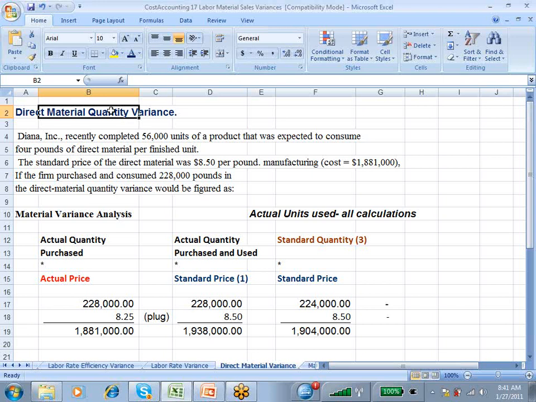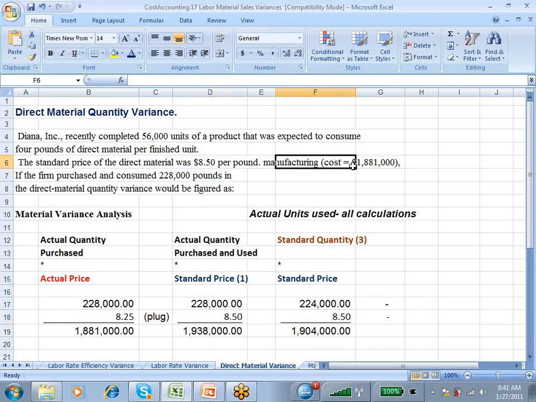Diana recently completed 56,000 units of a product expected to consume 4 pounds of direct material per unit. So this many units times 4 pounds, that sounds like the standard amount that I'm going to use. Let's keep that in mind. The standard price of the direct material was $8.50 a pound. There's my standard price, $8.50.